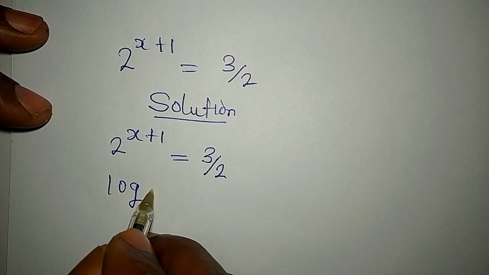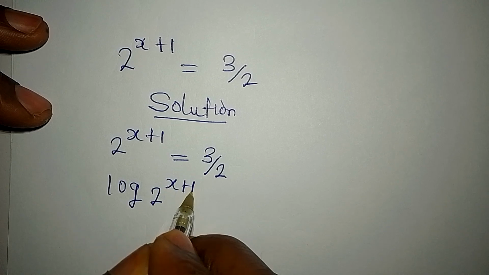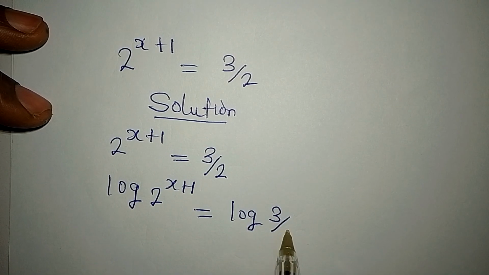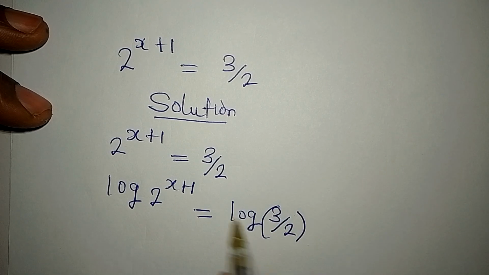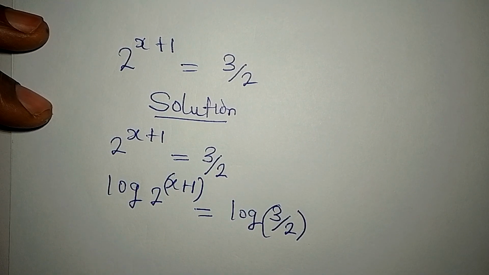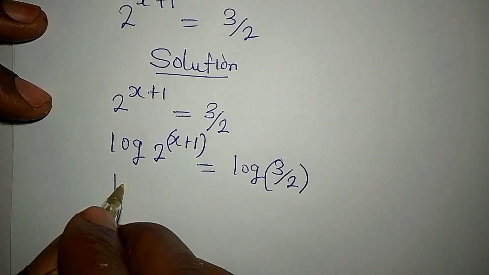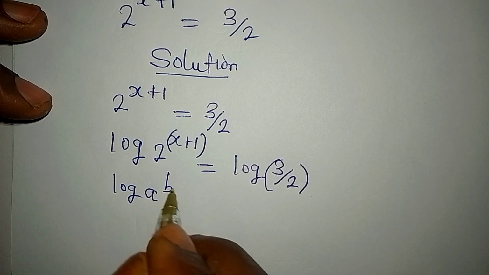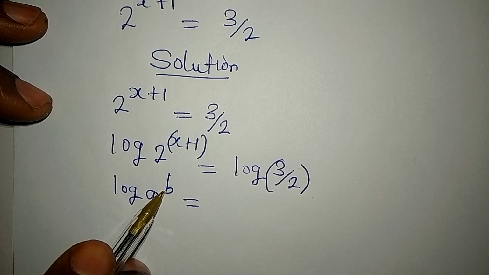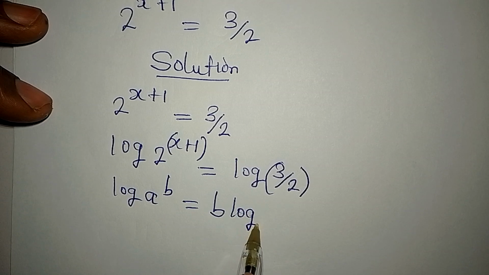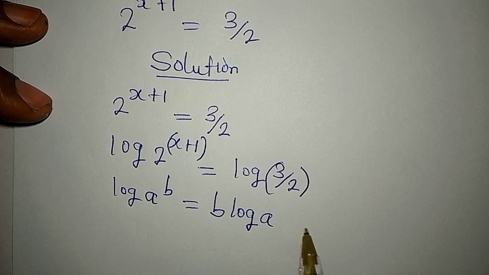So we have log 2 to the power of x plus 1, and then this is equal to log 3 over 2. If you like, you can have this in brackets and the power in brackets as well. Now let's look at this law. If you have log a to the power of b, the law says the power can go in front. So the power will multiply the log itself. It's going to be b multiplied by log a.